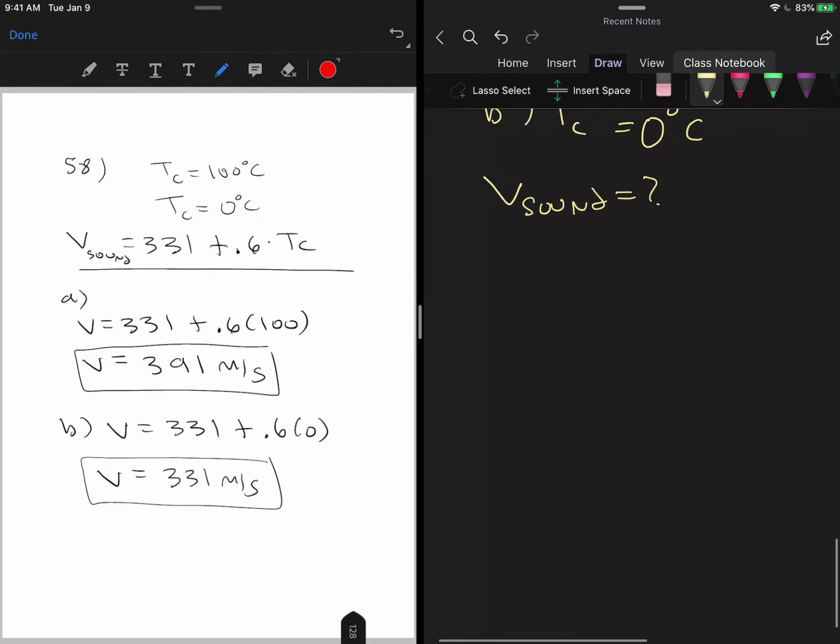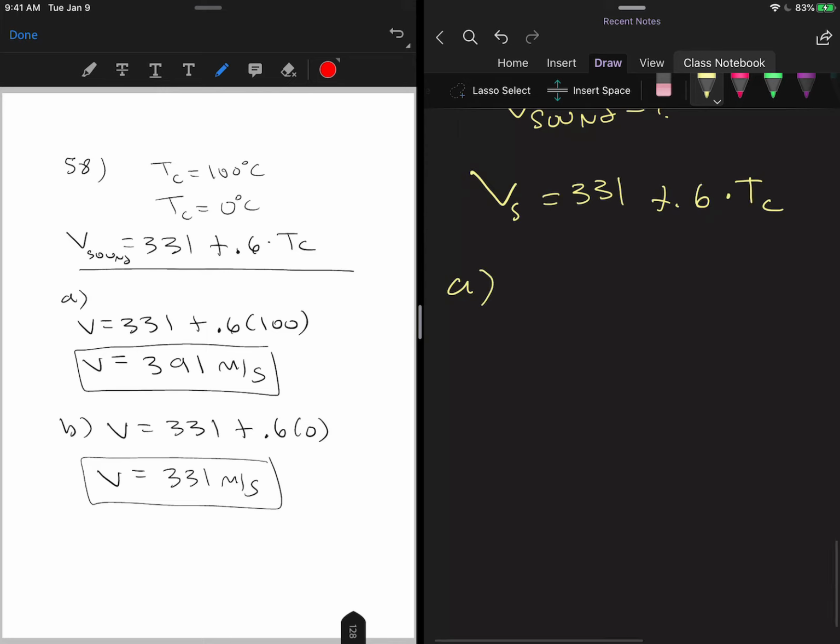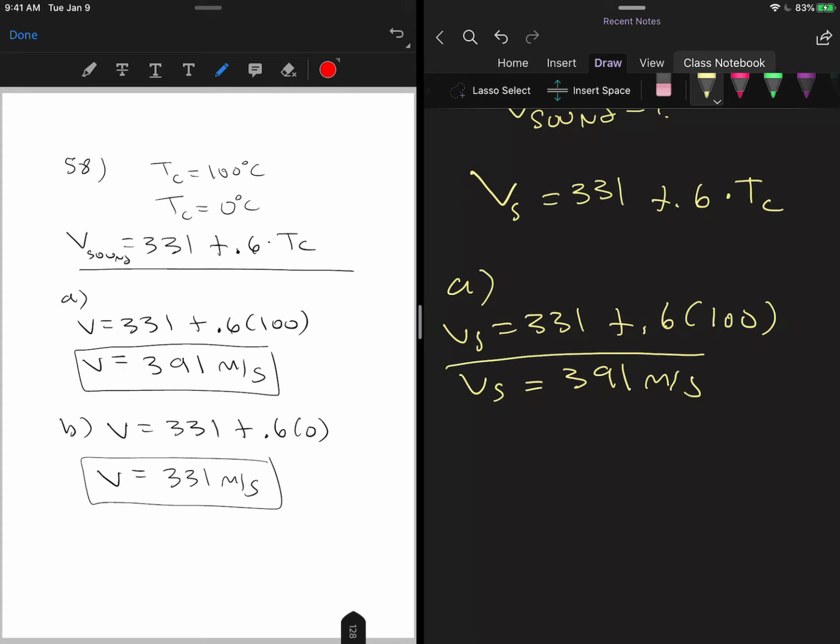So the equation that we're going to use for this one is the speed of sound is going to equal 331 plus 0.6 multiplied by the temperature in Celsius. So this is just a plug in here. For A, the speed of sound is going to be 331 plus 0.6 multiplied by 100. So the speed of sound at 100 degrees Celsius is going to be 391 meters per second.